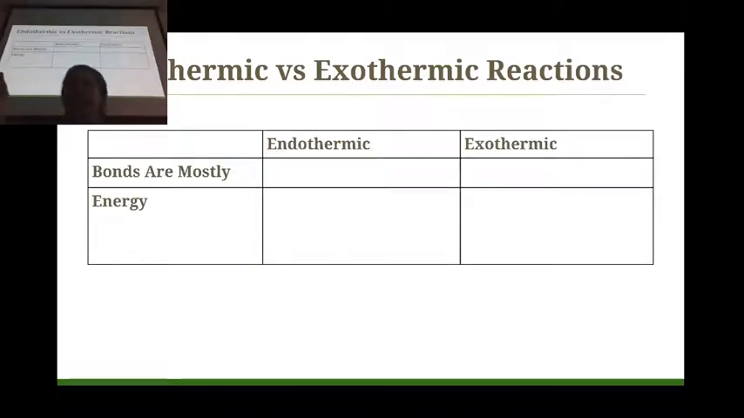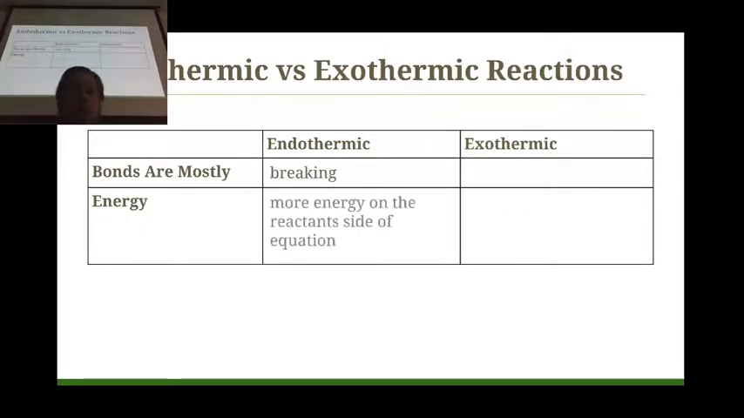Now, in endothermic reactions, okay, bonds are mostly breaking, and more energy is on the reactant side of the equation. So bonds are mostly breaking, and there is more energy on the reactants. This is the part where you should probably write this down.